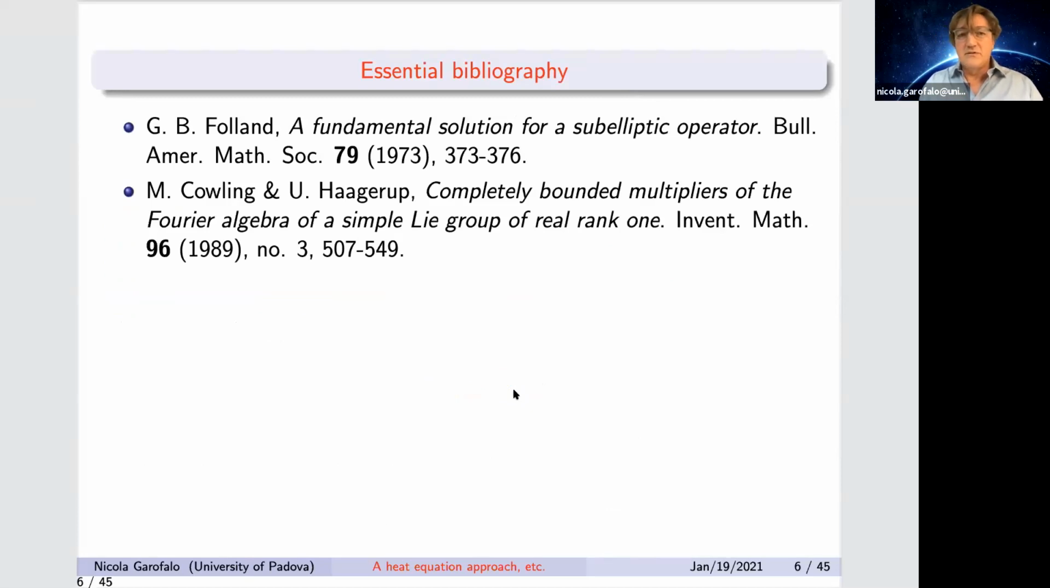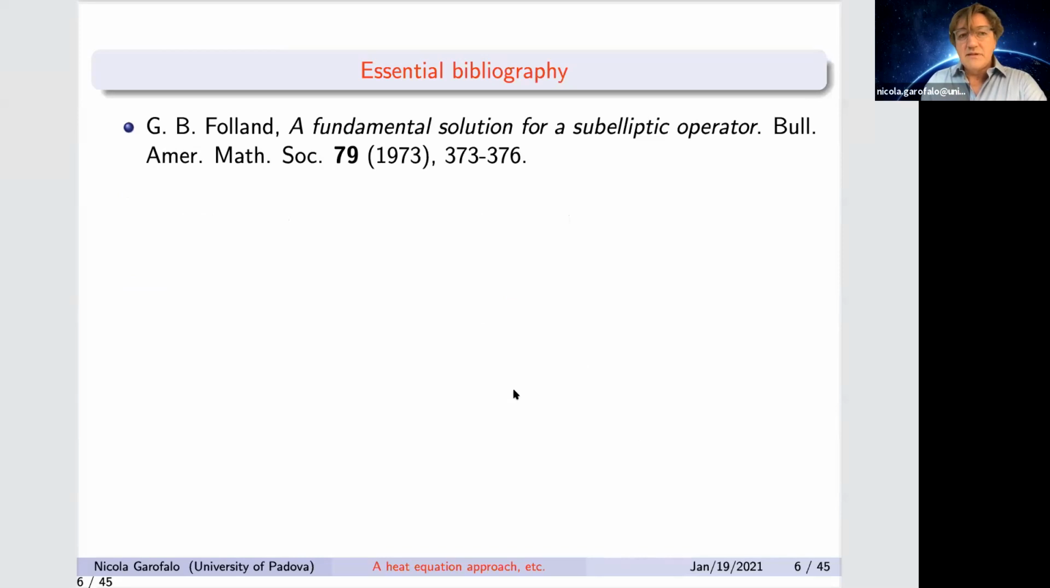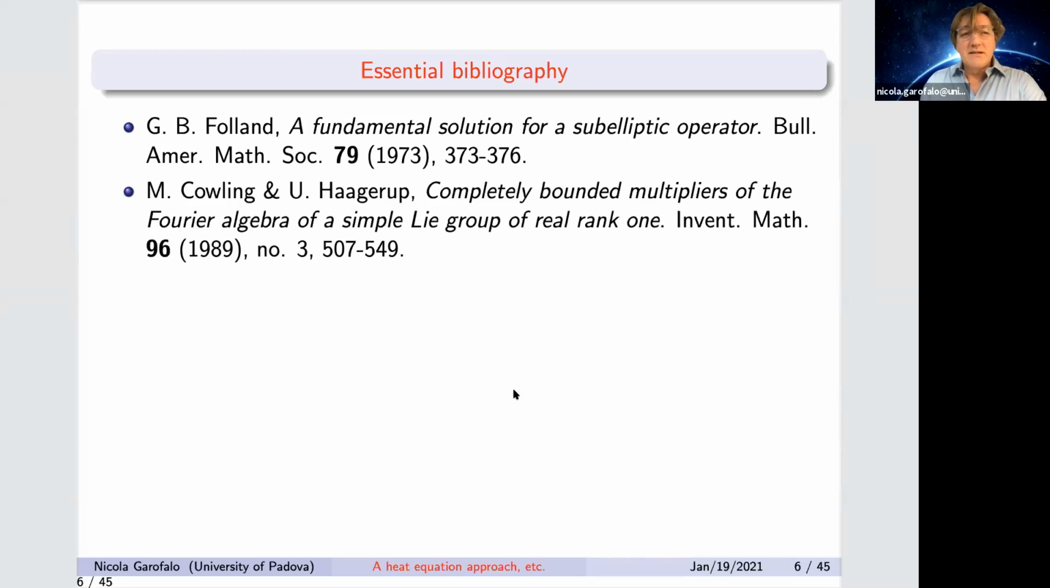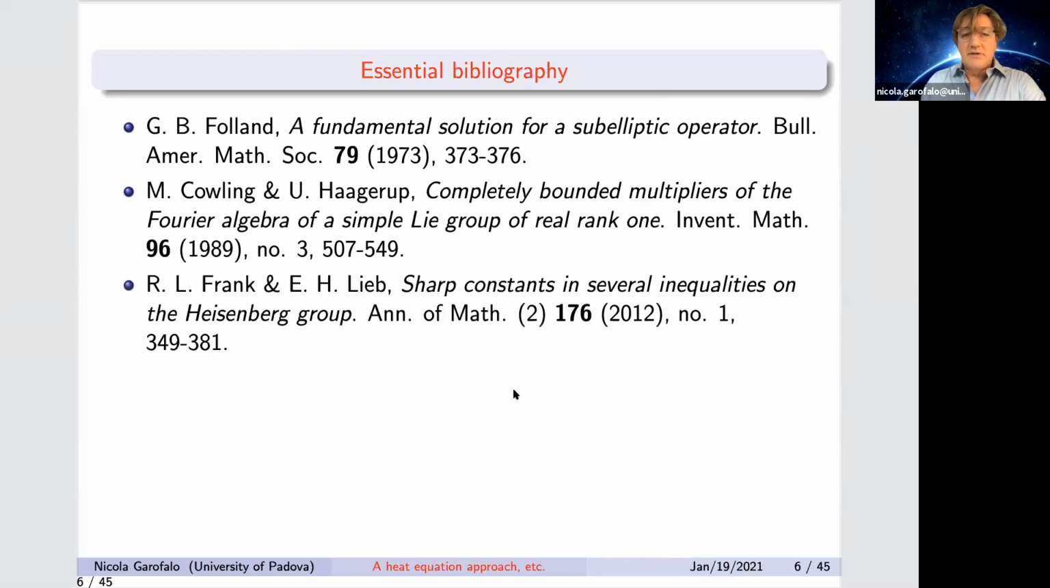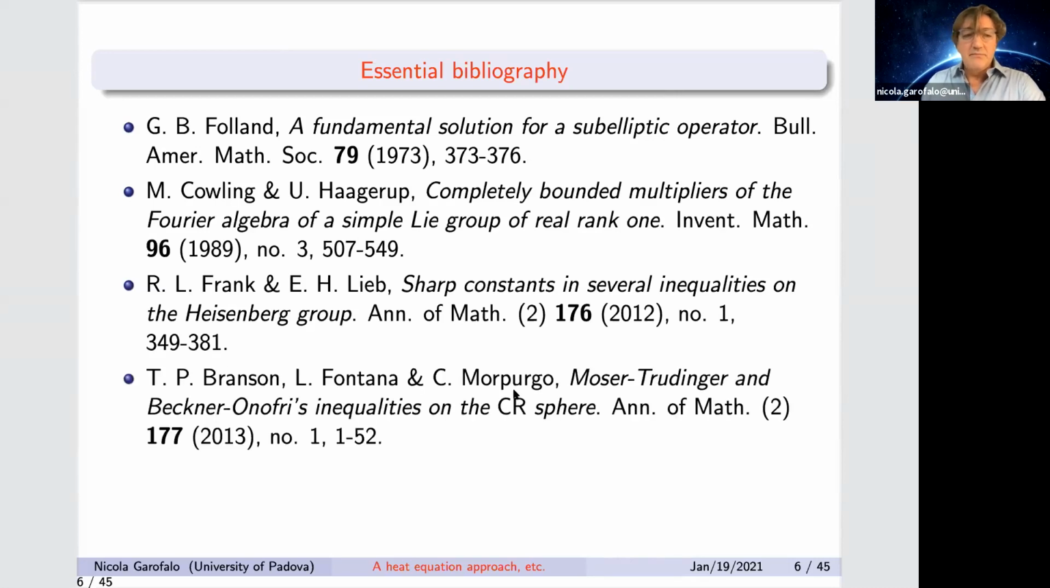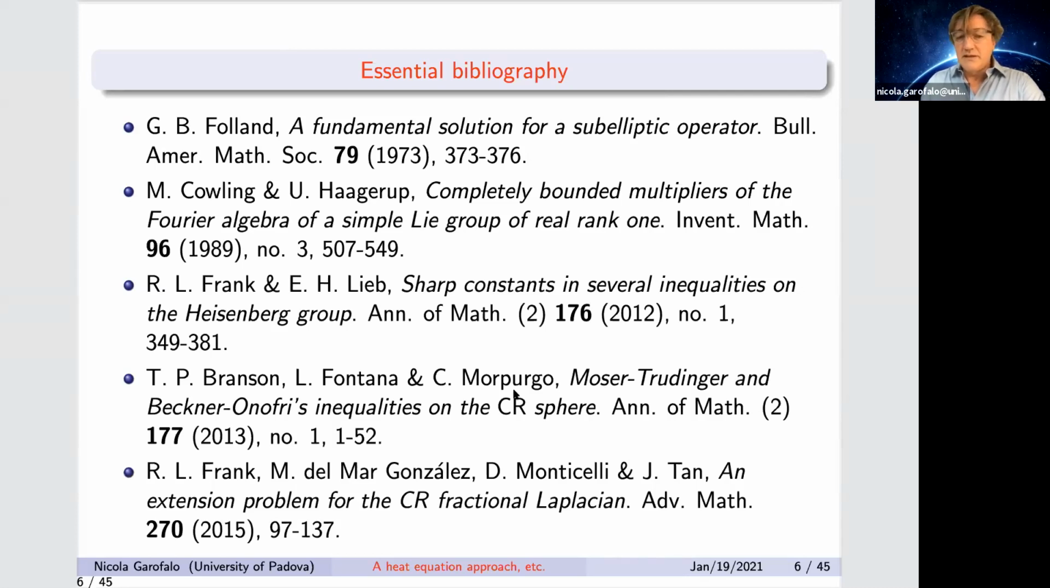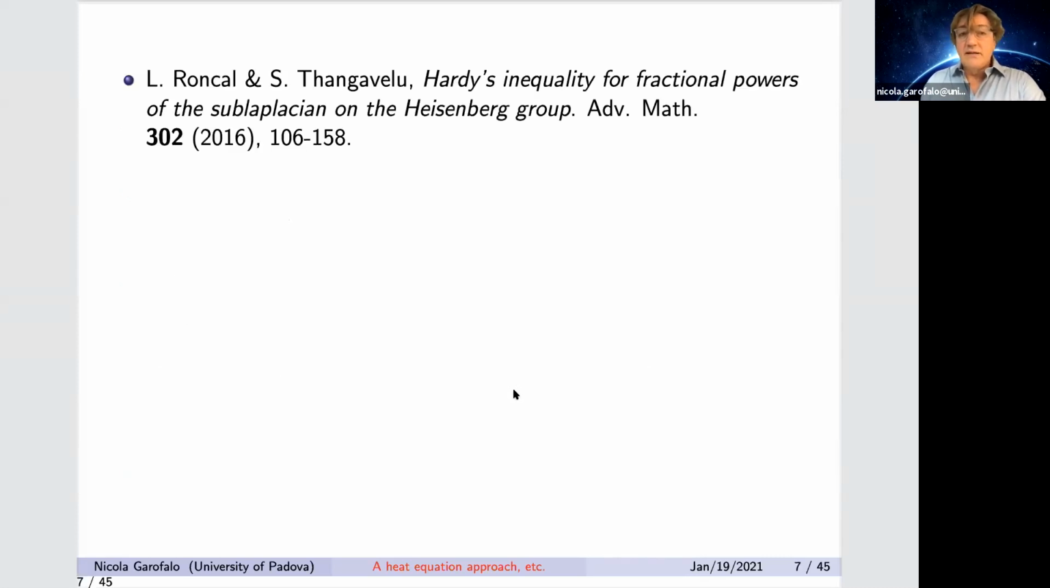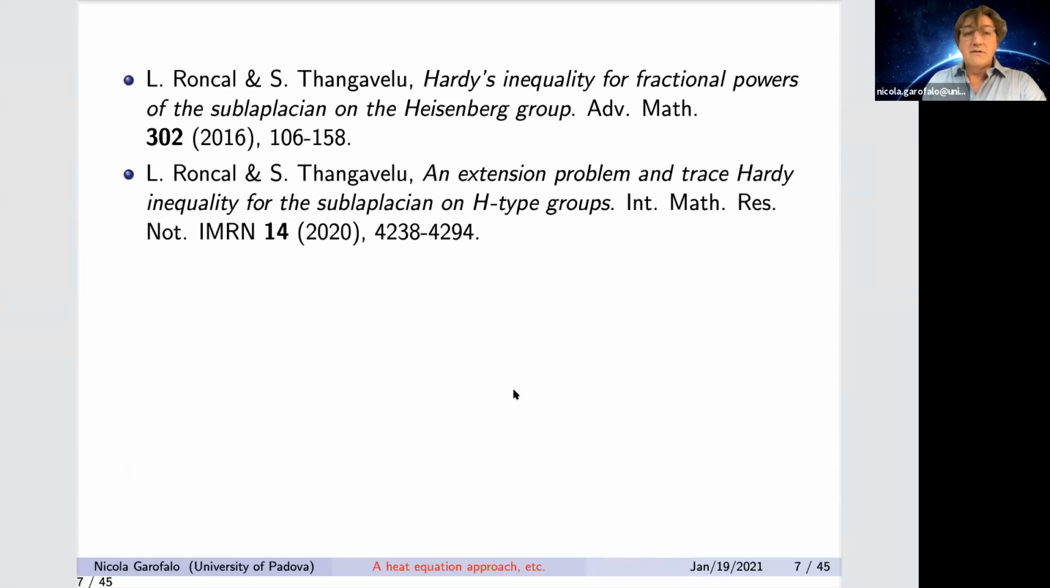I usually put a list of essential references in my talks. There are some very important papers here. Others are less important, and they are put at the end of the list. But these are the papers: Folland, Cowling, Ottazzi, Frank, Rupert Frank and Elliott Lieb, Branson, Fontana, Morpurgo, Rupert Frank, Maria del Mar Gonzalez, Daniele Monticelli, and Tan, Roncal and Thangavelu, especially, in particular, these two papers have been very influential in our works.